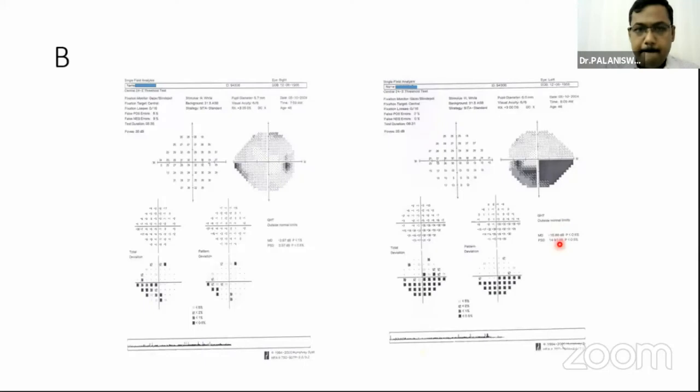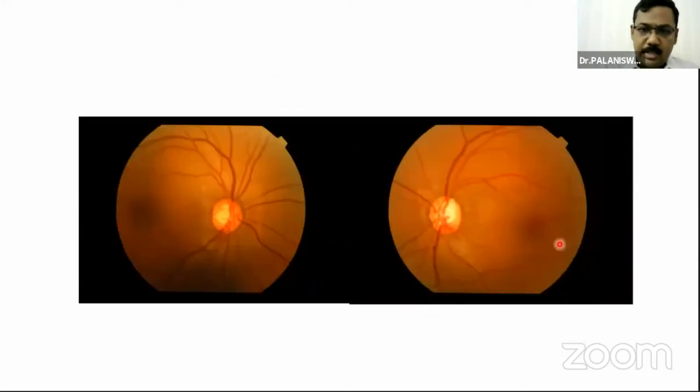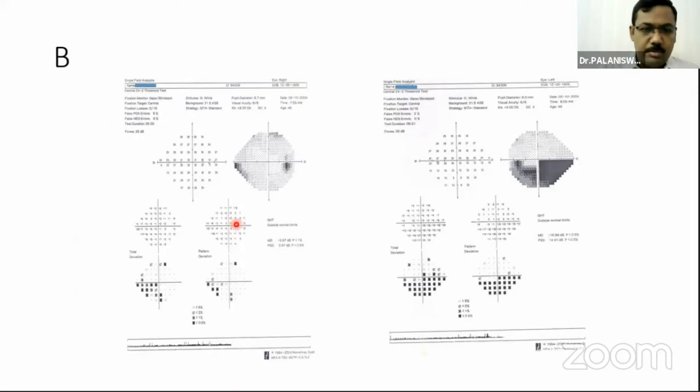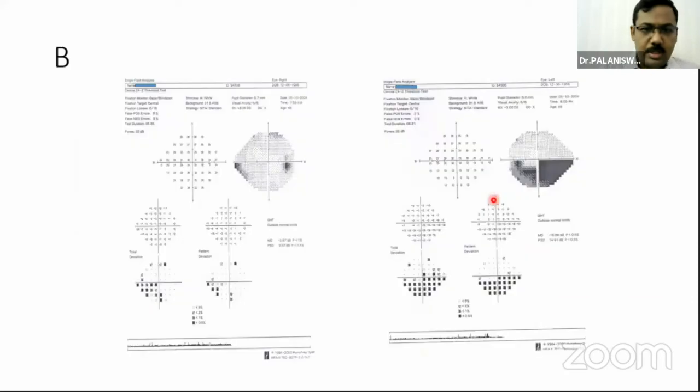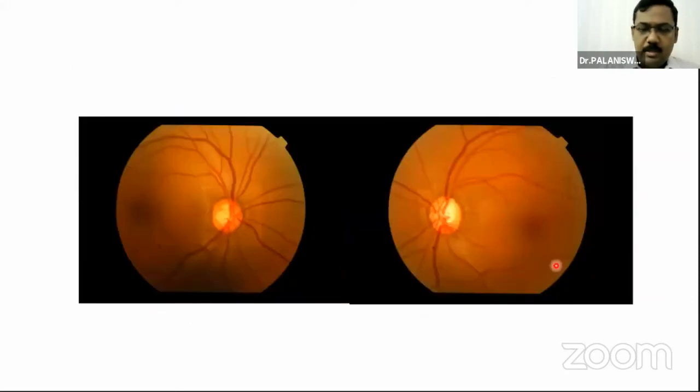So in this, as you can see, correspondingly, you have a superior notch and you also have an inferior disc hemorrhage. The disc here looks maybe a very early superior thinning. So this looks something like a nasal step, and this disc looks kind of okay. But as you can see from this, typically there was an inferior defect, and here we have a superior notch.